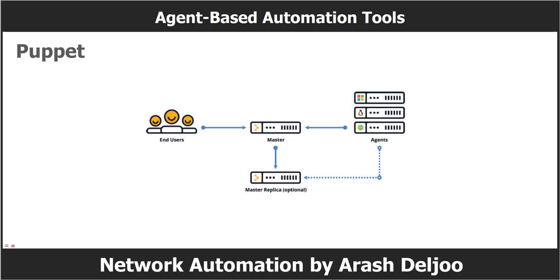All right, now let me explain a little about the agent-based automation tools like Puppet, Chef, and also SaltStack. Actually, this section covers a number of agent-based tools as well as some of the key concepts to help network operators decide which tool best suits their environment and business use cases. Let me first start with Puppet.